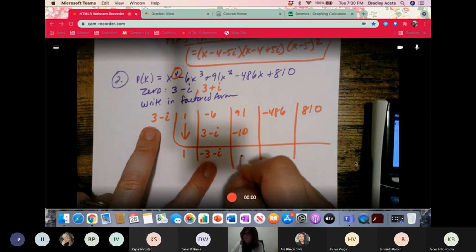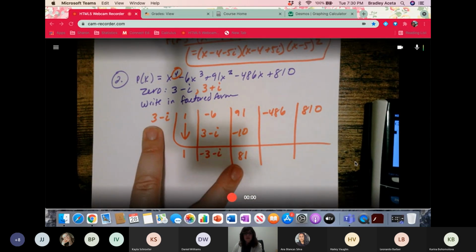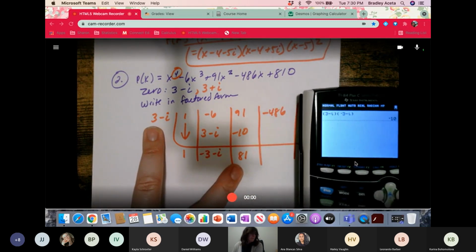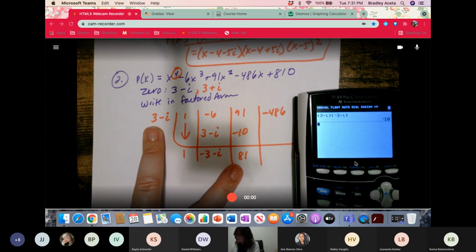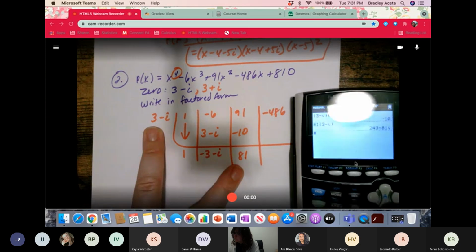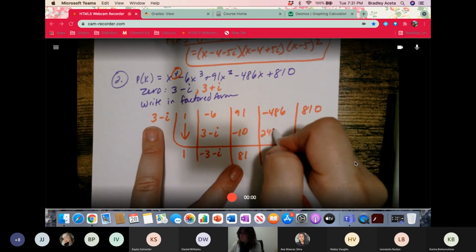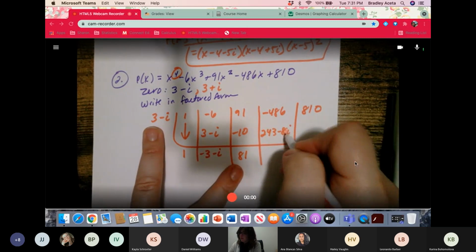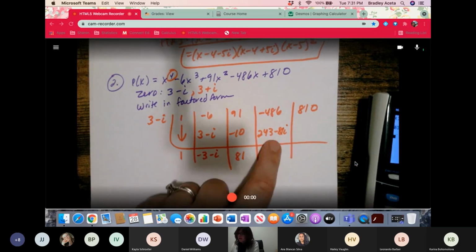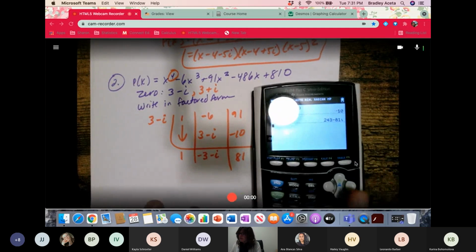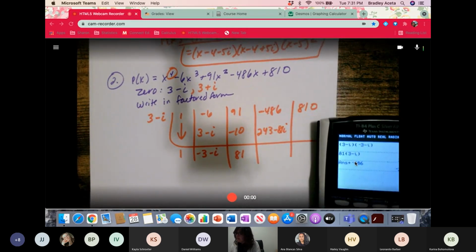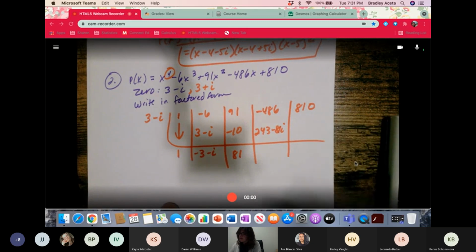Add these two, 81. Multiply these two. 81 times 3 minus i is 243 minus 81i. Now add that with a negative 486. So plus negative 486 would be negative 243 minus 81i.